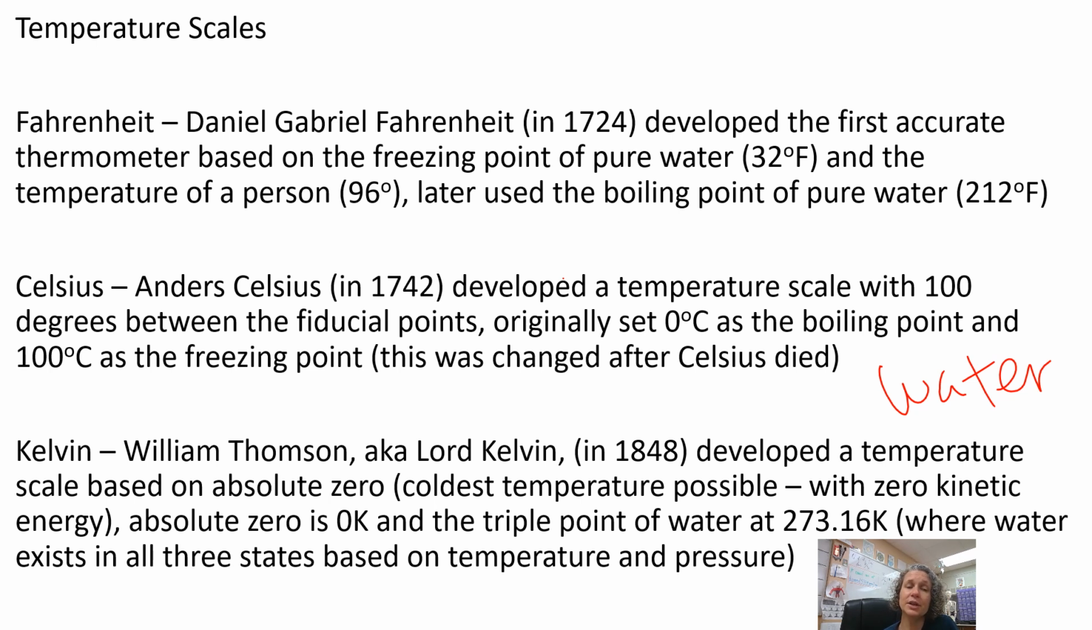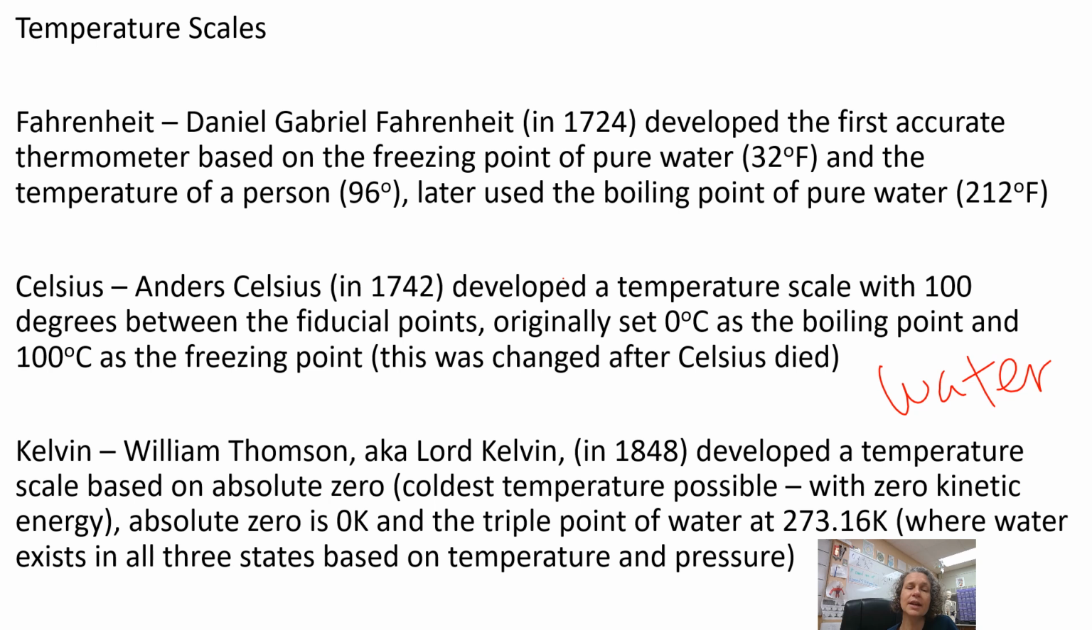But about 100 years after Celsius, a man named William Thomson, also known as Lord Kelvin, which is why we call it the Kelvin scale, he was Scottish, I believe, developed a temperature scale based on absolute zero. He said the coldest temperature possible has zero kinetic energy, which, by the way, we haven't fully achieved. And he said that absolute zero is 0 Kelvin. They don't give it a little degree sign, it's just 0 Kelvin.